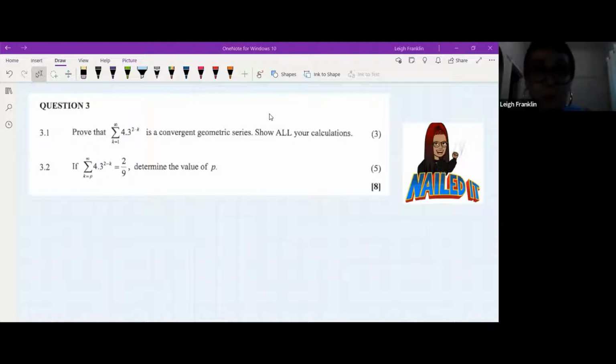So if something is implicit, it means that they want you to do it, but they're not telling you directly that you need to do it. That's what this question wants you to do. It wants you to work out R and then use that to say, yes, this is a converging geometric series because the R value is bigger than -1, but smaller than 1. Okay, so in 3.1, we now know that we've got to work out the value of R.